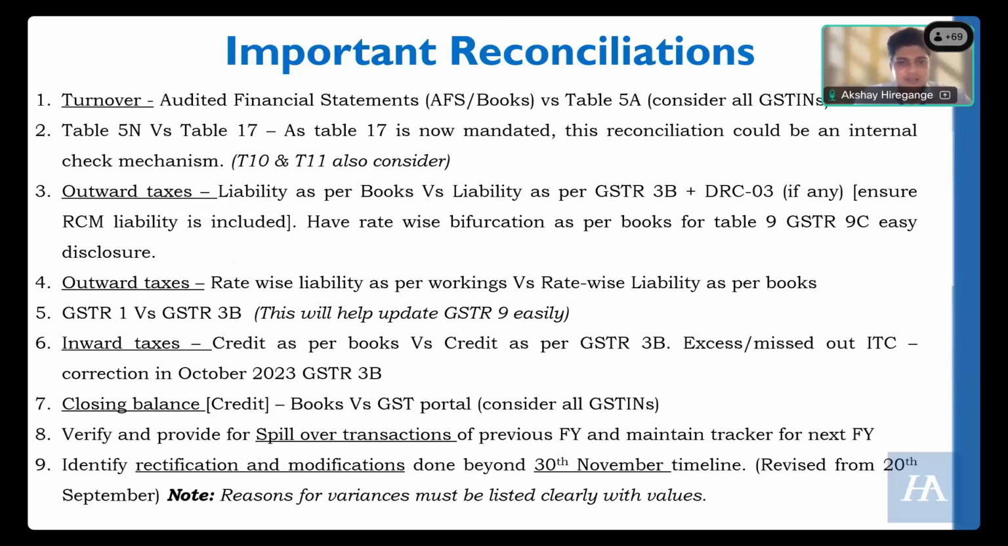Inward tax credit as per books versus credit as per 3B. If you see here, we are talking about total credit for the year. That means total procurements minus what has been utilized. With the opening balance, we come to the closing balance. But for the purpose of GSTR 9C, we'll be considering only total credits, and therefore we need to do two sets of ITC reconciliation. One is for the total credits for the year versus the 3B, and another one is your closing credit balance books versus GST portal.